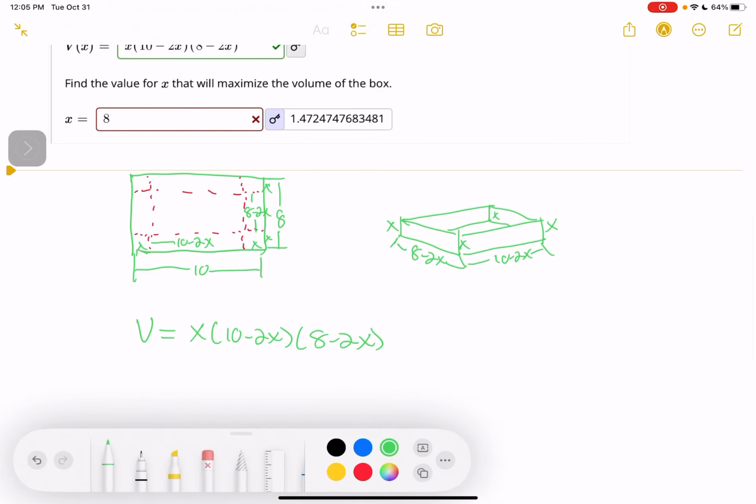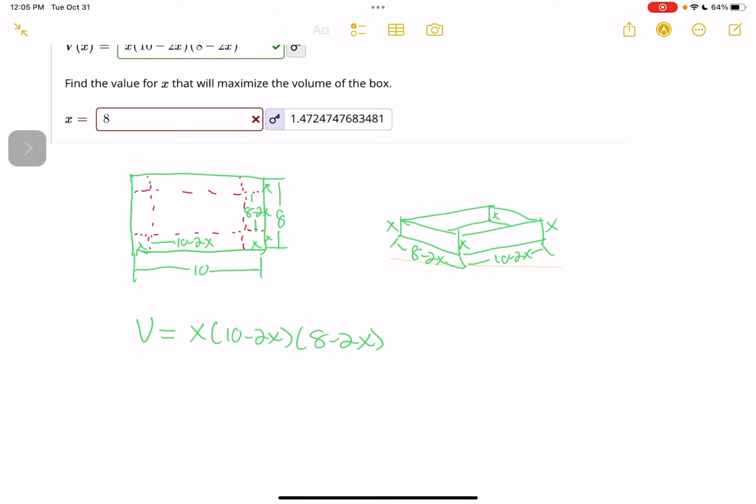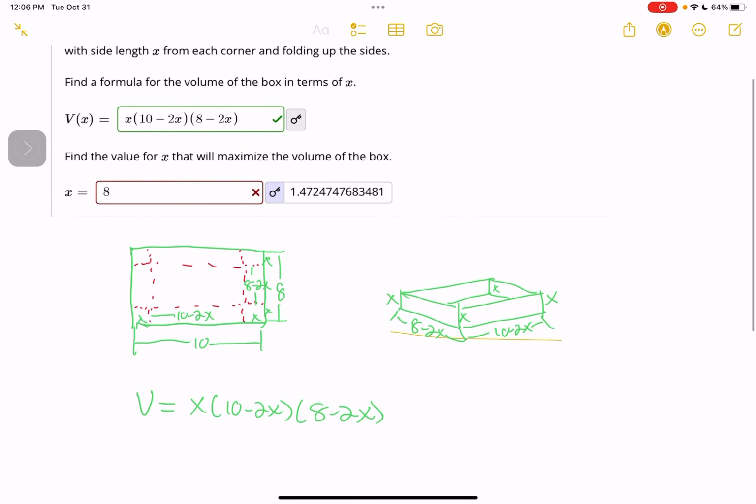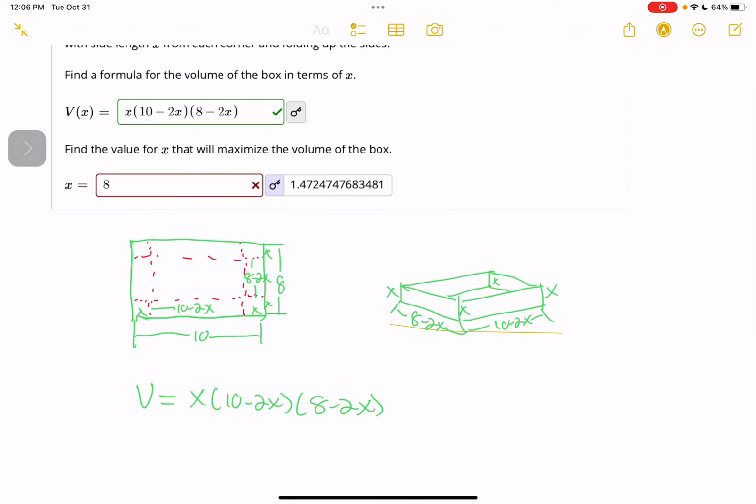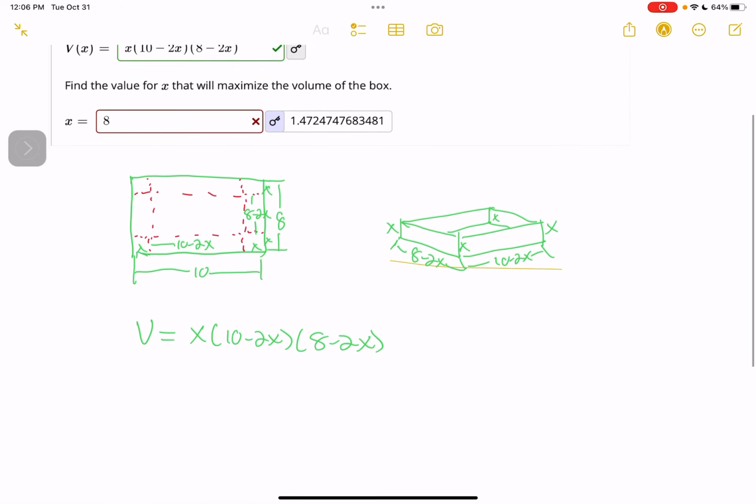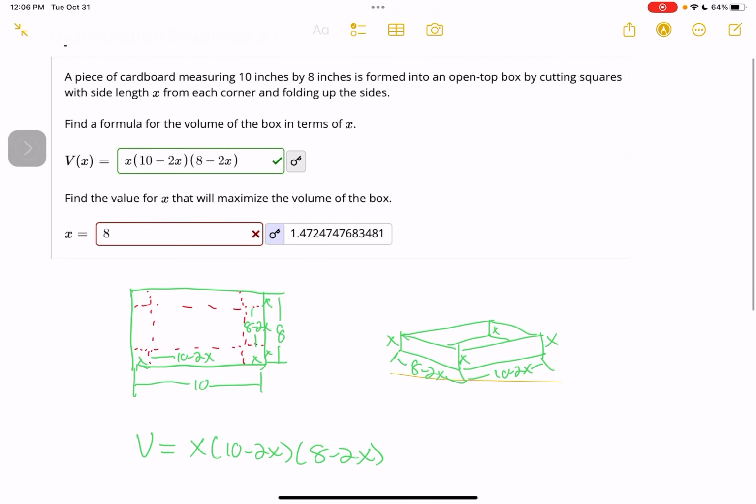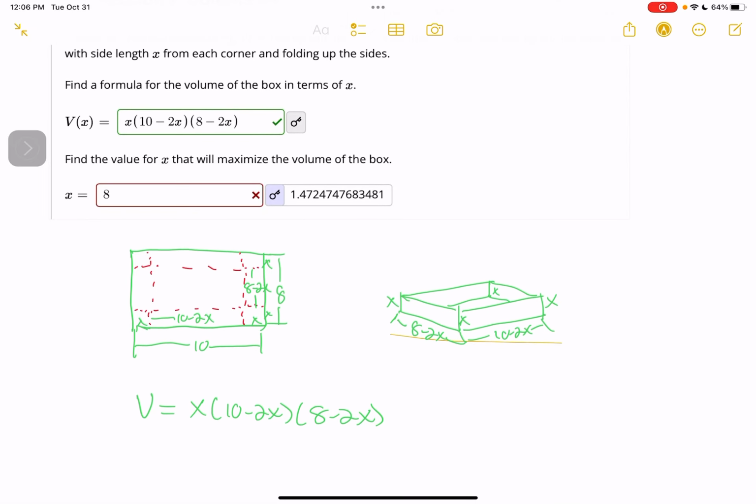I'm going to switch to blue because I prefer blue. Okay. And for part B, we're supposed to find the value of x that will maximize the volume of the box. Now, 8 wouldn't work because 2 times 8 is 16. It's going to be bigger than either side, so we can't cut that much out.